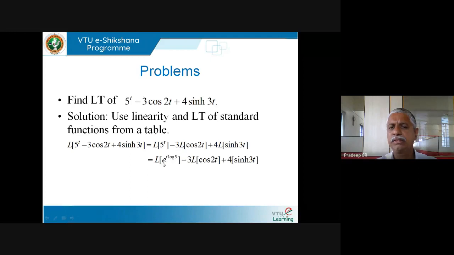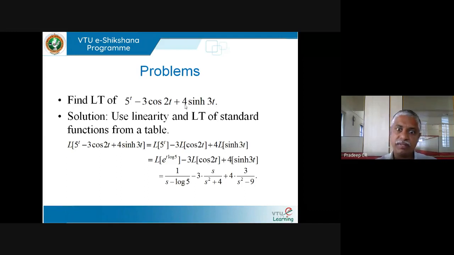Go home and check the veracity of this. You must have seen it already several times before. So 5 power t is the same as e power t log 5. Log 5 is clearly a constant, so this looks like e power a t, where a is log 5. So then I know the Laplace of this. So I write, that's it.